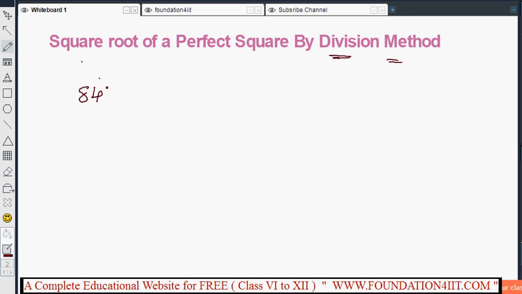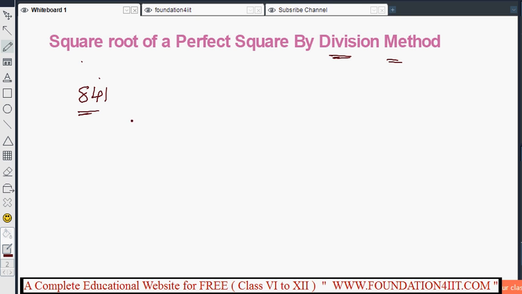Now we will see only finding the square root of perfect squares. 841 is a perfect square, so it is the square of some number. For that number, we'll first see how to find the square root using this division method. Later on, we'll see decimal numbers and numbers which are not perfect squares also, and how to find their square roots using this division method.